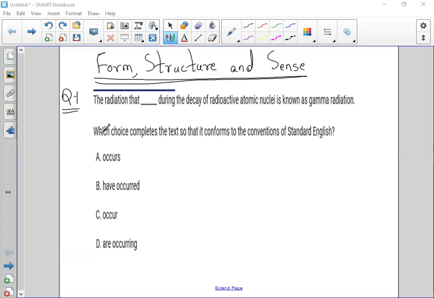First question, which choice completes the text so that it conforms to the conventions of standard English? The radiation that blank during the decay of radioactive atomic nuclei is known as gamma radiation. So here we need to look at the subject, what we are talking about, the radiation. The subject here is the radiation, it is singular. So the verb here should also be according to the subject, singular. So it will be occurs.